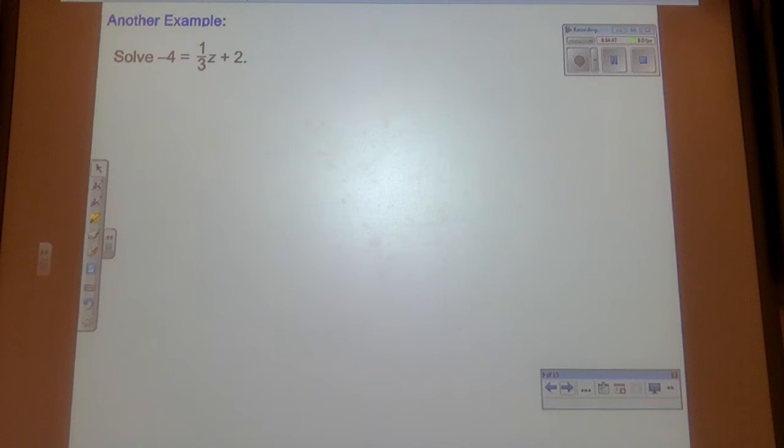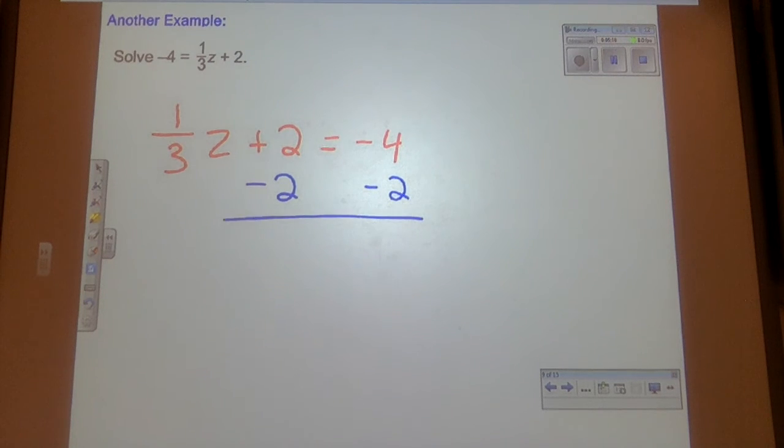All right, another example, negative 4 equals 1/3 z plus 2. So the 4 is written on the left side. We can switch it if we want to. So 1/3 z plus 2 equals negative 4. So what do we need to do first? We need to get rid of our addition, so we use subtraction. We're going to subtract the 2 on each side. And we are left with 1/3 z equals negative 6 because same signs, we are adding and keeping the sign.